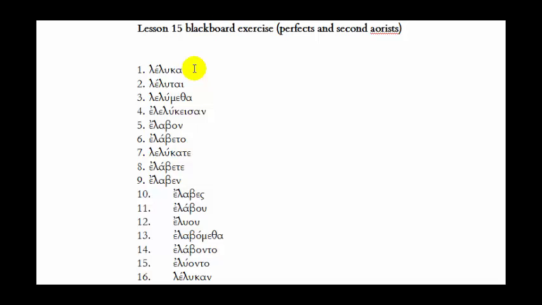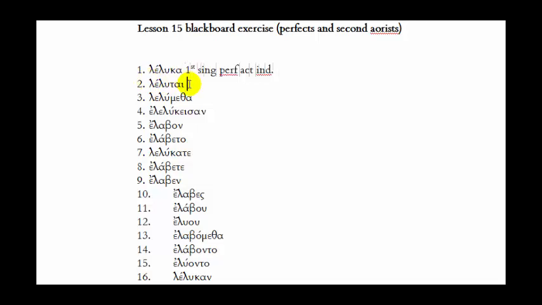Okay, so leluka. Leluka is simply your what? That's your fourth principal part of luo. Your fourth principal part we know now is your perfect. So this is simply what? A first person singular perfect active indicative. Okay, a first singular perfect active indicative. Hopefully that one's pretty clear.